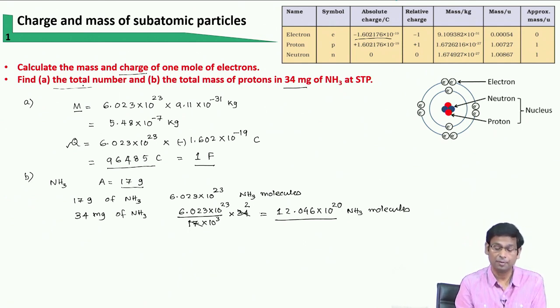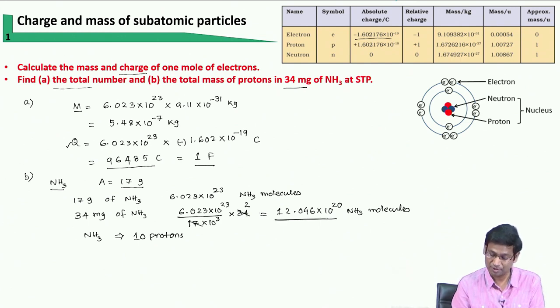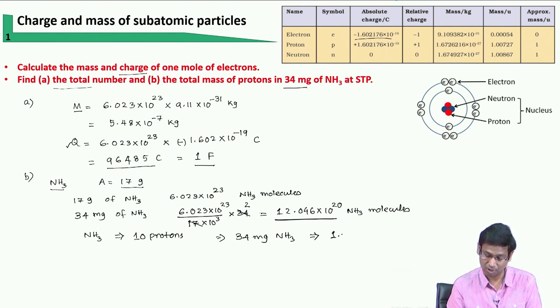But the question asks how many protons are there. Now, let us look at one molecule of ammonia. In one molecule of ammonia, the nitrogen atom will have 7 protons. Each hydrogen will have 1 proton. So, together one molecule of ammonia has 10 protons, but in our sample of 34 milligram of ammonia, we have this many molecules. So, 34 milligram of ammonia would have this number multiplied by 10, which is 1.2046 into 10 to the power 22 protons.